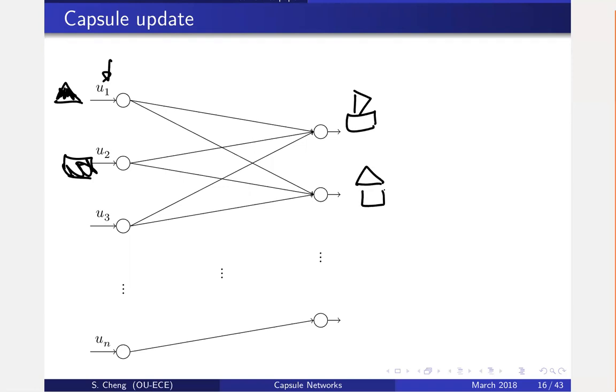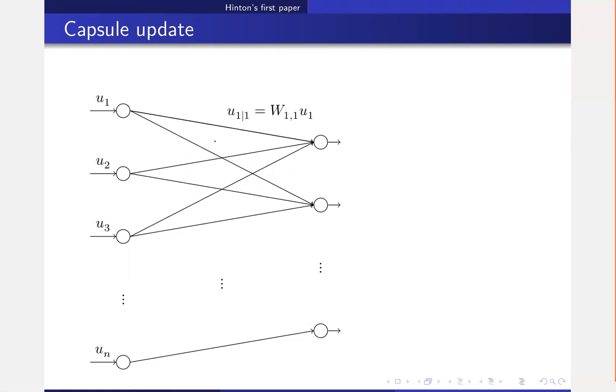To start with, this child capsule is trying to vote for each of the parent capsules, right? As I mentioned, you multiply by this W matrix here. It's like a pose transformation matrix you can think of. It should be learned somehow during training. So after I have multiplied by this W, I have this estimate of the first parent capsule based on the first child capsule.